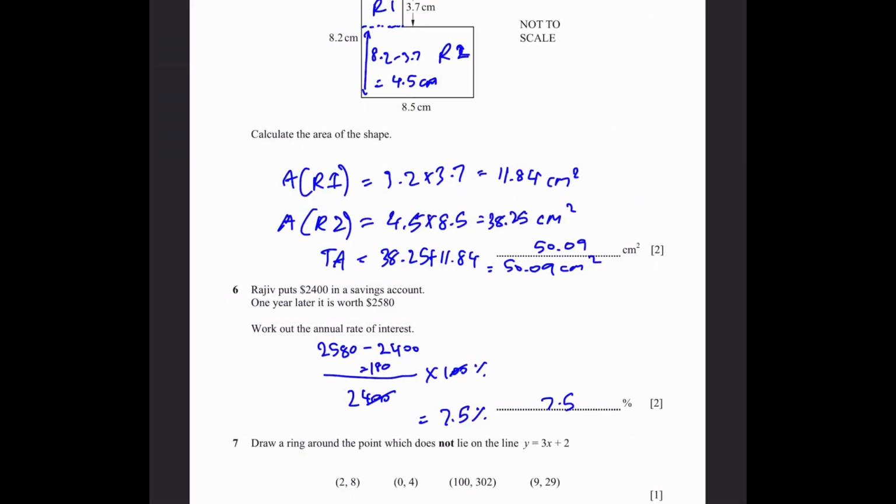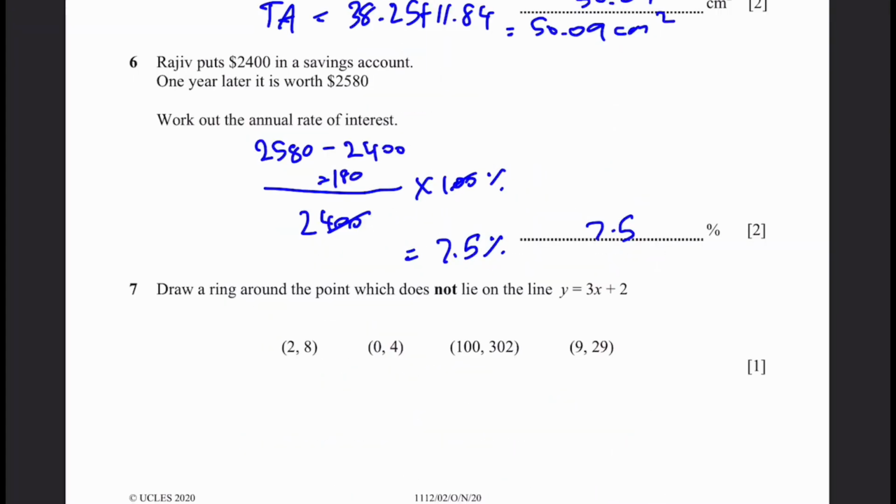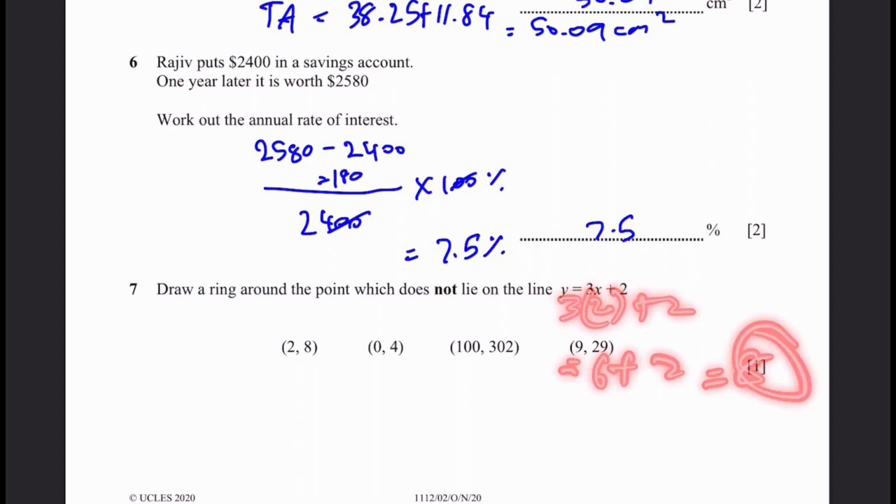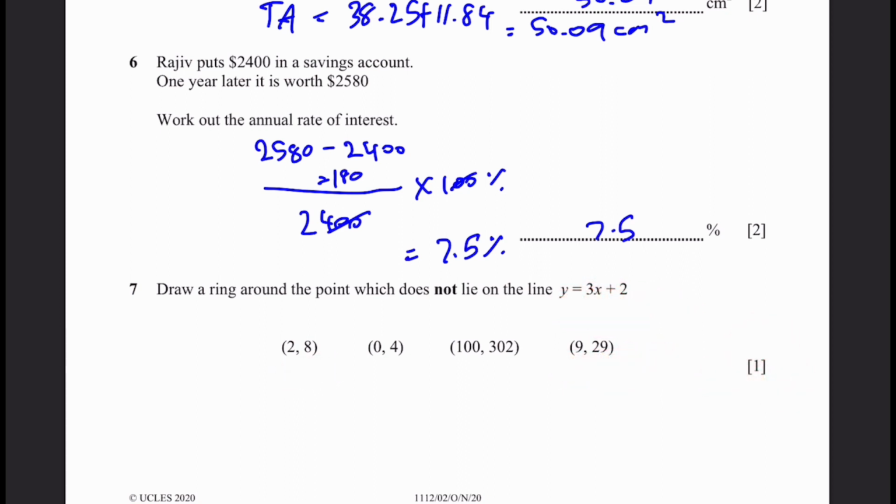Now let's go to question 7. Draw a ring around the point that does not lie on the line y equals 3x plus 2. Let's substitute x and y. X is 2. 3 into 2 plus 2 is equal to 6 plus 2, which is 8. So the y is 8 here. This one is there. We don't need to draw a ring around this. We need to draw it around the one which does not lie.